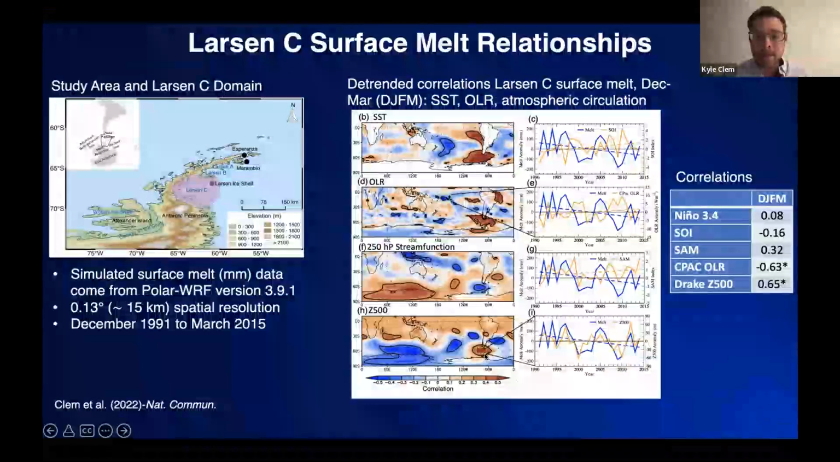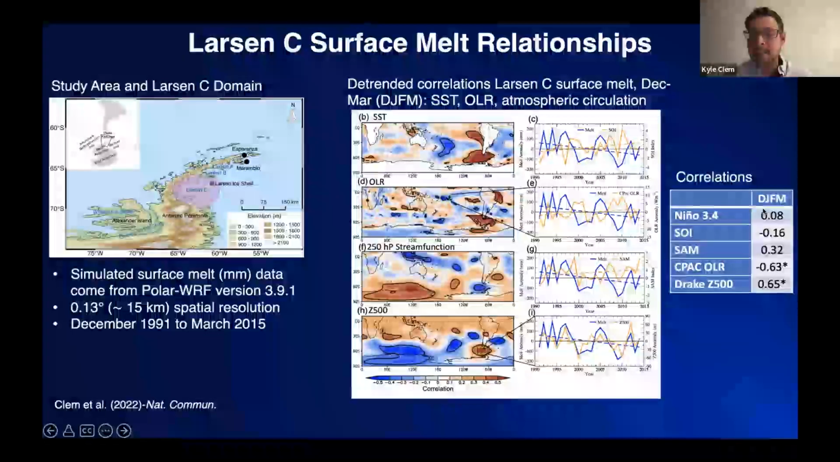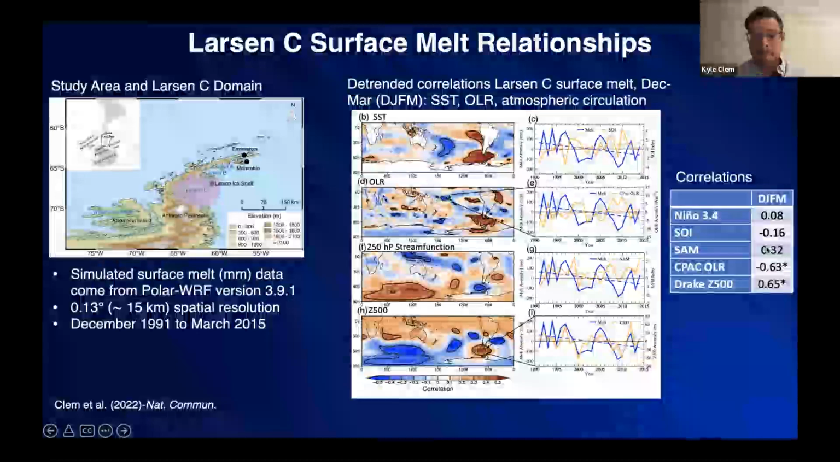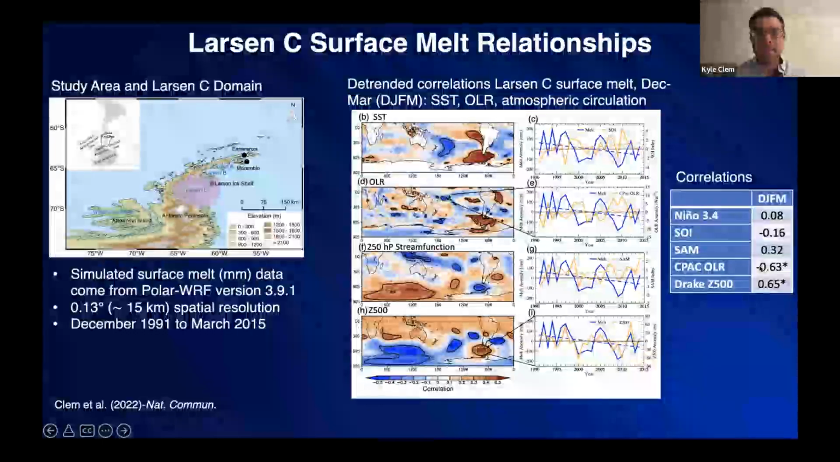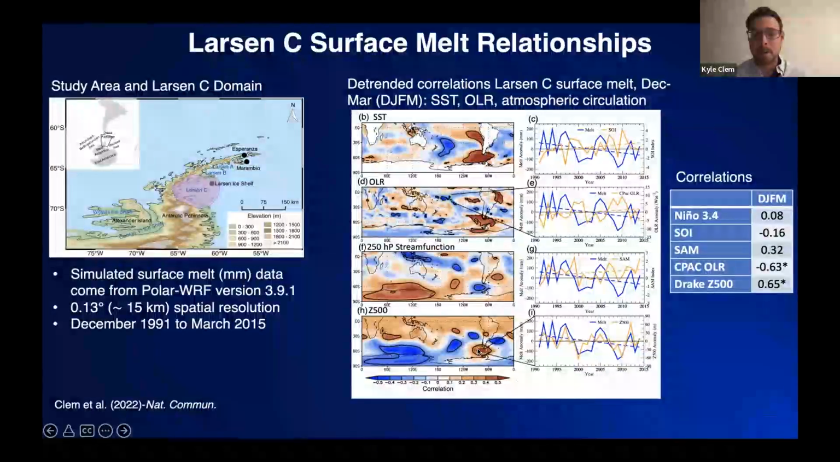And this pattern leads to, or is associated with, a very strong area of high pressure over Drake Passage, and that would be associated with enhanced westerly flow over the Antarctic Peninsula. And we didn't see a significant relationship with ENSO indices or the SAM, but we did see very strong correlations of over 0.6 with convection in the central tropical Pacific and pressure over the Bellingshausen Sea and Drake Passage.